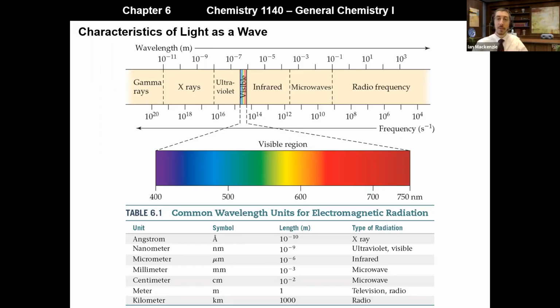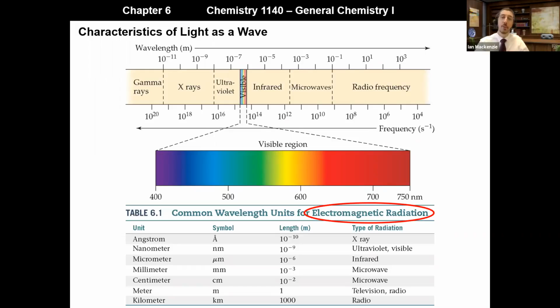One thing to point out from all of this is a common term for light itself is electromagnetic radiation. You'll learn about this in physics, but light itself is composed of an electric field and a magnetic field. And so we refer to it as being electromagnetic radiation, where radiation just means, in this case, light. I just want you to be familiar with that term if it comes up again.